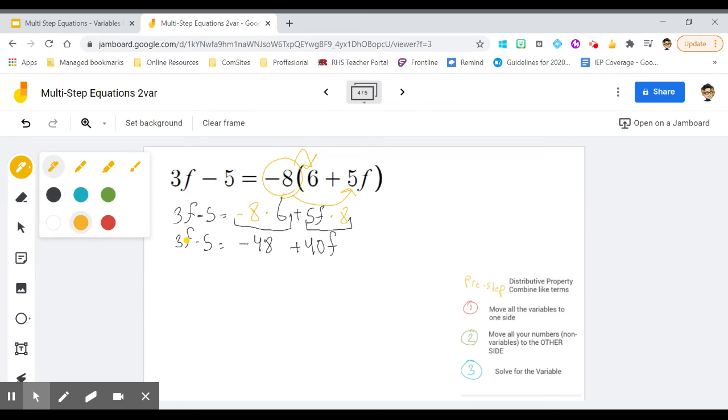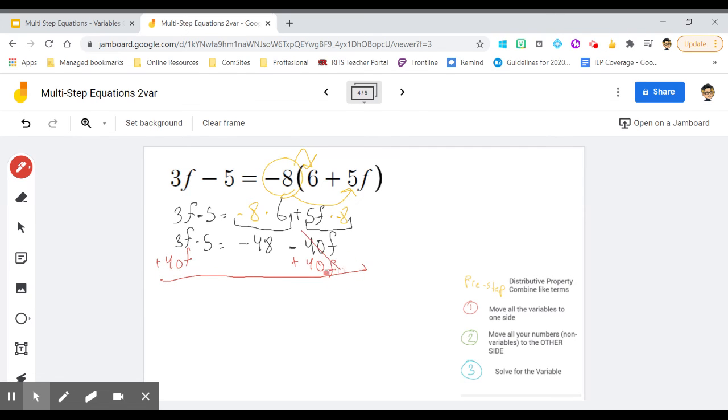Oh, and I made a mistake, guys. You see, I forgot to write the negative sign here. So I should have a negative. All right, much better. So now I'm going to move to my red step. I'm going to move an f to one side. I got to pick which f I'm going to move. Let's move this one. I like to move negatives over. It's a personal preference. This cancels out, and I get 43f minus 5 is negative 48.